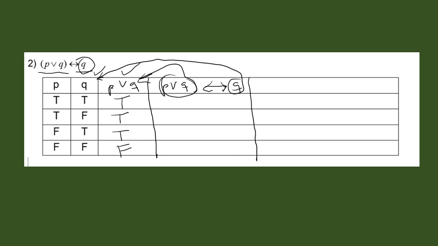I'm comparing these two columns using an if and only if. They both have to have the same truth value. They have the same truth value. They don't. They have the same truth value. They don't. So here's the answer to the problem. This statement is true under the first scenario and the third scenario. It is false under the second and fourth.